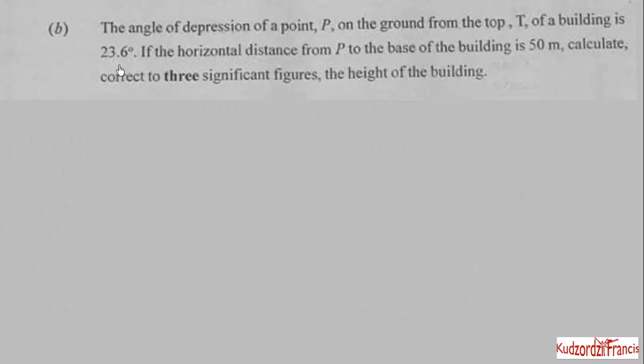Now let's look at question 12b. The angle of depression of a point P on the ground from the top T of a building is 23.6 degrees. If the horizontal distance from P to the base of the building is 50 meters, calculate, correct to 3 significant figures, the height of the building.